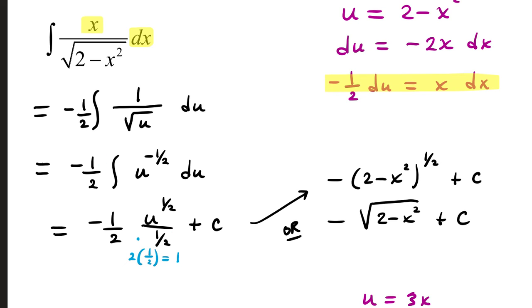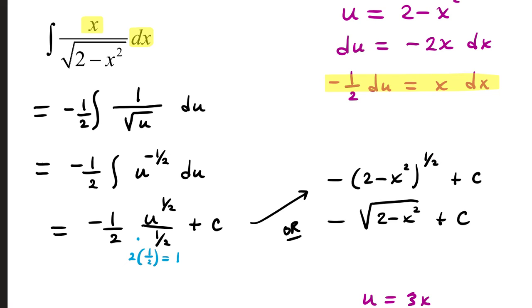This negative 1/2 in front, the 2 and the half, I wrote that in blue, the 2 and the half multiply out to 1. So that leaves us with negative u to the half plus c, trading our u back out for the original terms. That's negative 2 minus x squared quantity to the half.